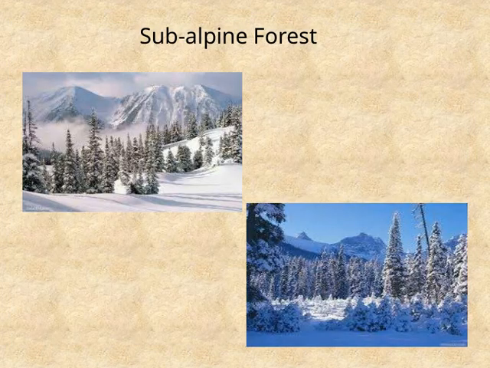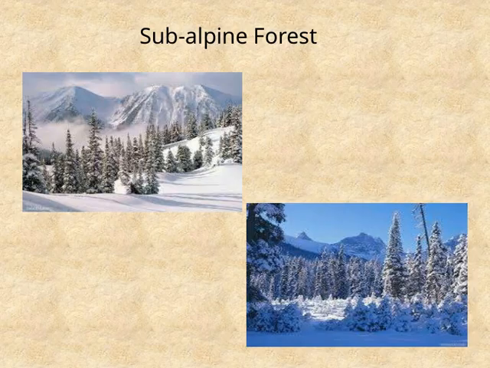Let's take a closer look at the subalpine forest. This zone is situated just below the treeline in mountainous regions, and it has some very distinctive features. The trees here are typically adapted to harsher conditions, with shorter growing seasons and more extreme weather. You'll often see conifers like pines and spruces, which are well suited to withstand cold temperatures and heavy snow.